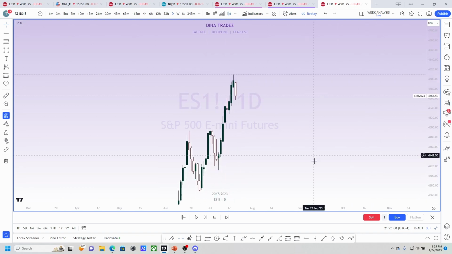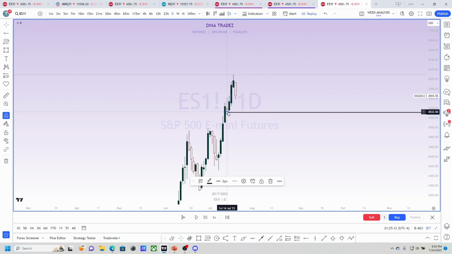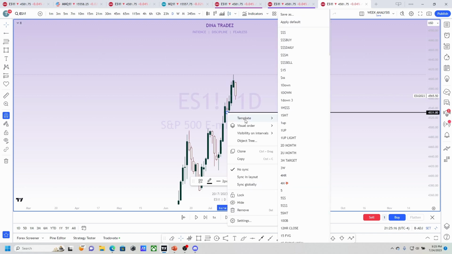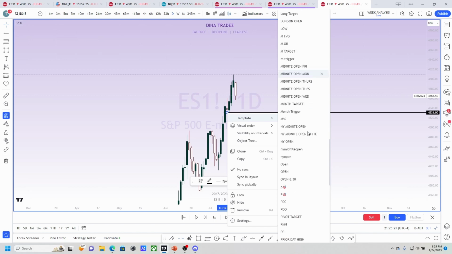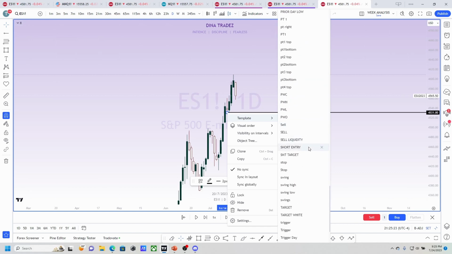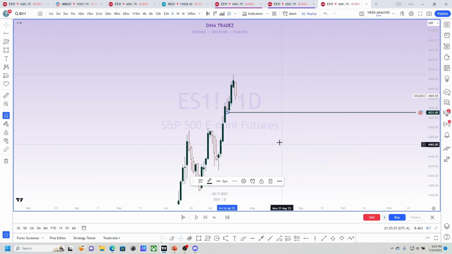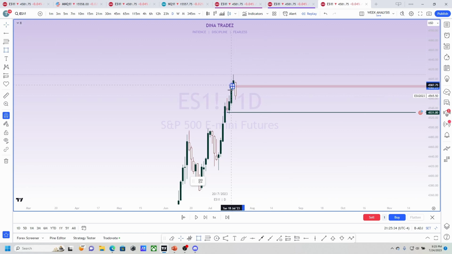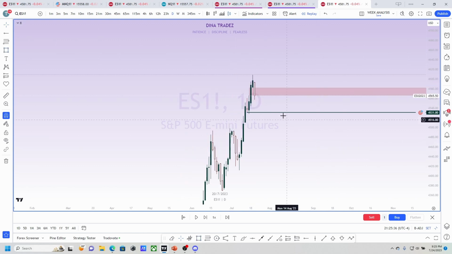Fair value gaps are targets, correct, by the way. Yeah, they can be, because that's where you would look for the opposing side to enter. So if we get there, you see the reaction once you reach that area. And especially the higher the time frame, the stronger the participant. So this would be where the fair value gap is on the daily.